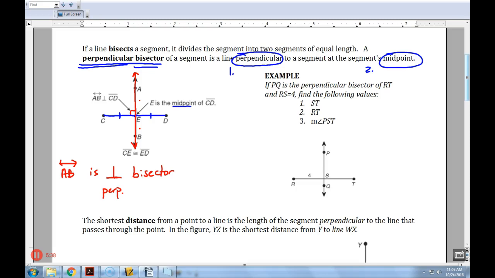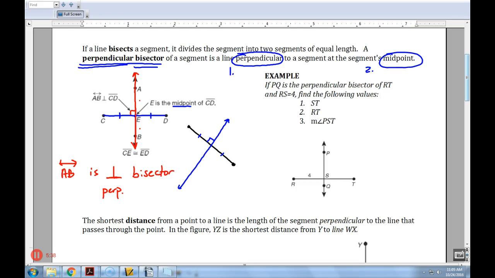Okay, so that's a perpendicular bisector, and sometimes it could be on an angle. You could have a segment here, and if I want to draw a perpendicular bisector, I've got to go right through the middle, and I have to do it at 90 degrees. So the blue line there is a perpendicular bisector.